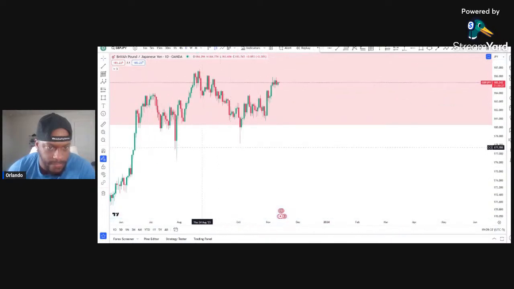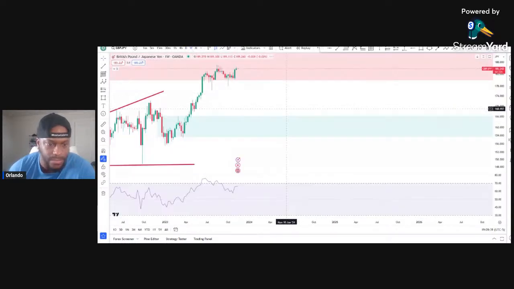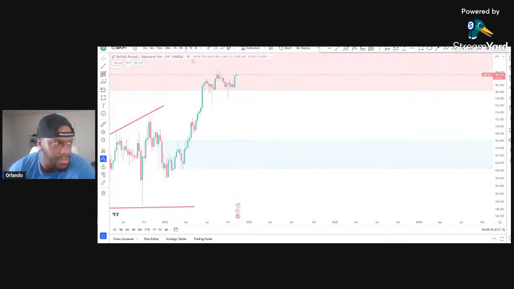So I see a possible Wyckoff distribution schematic. I see a bearish divergence that's brewing on the daily.